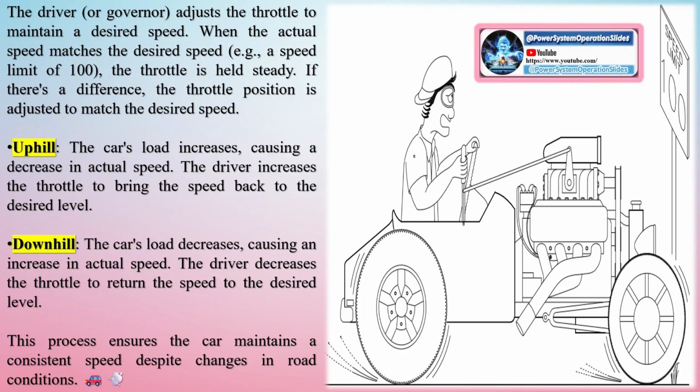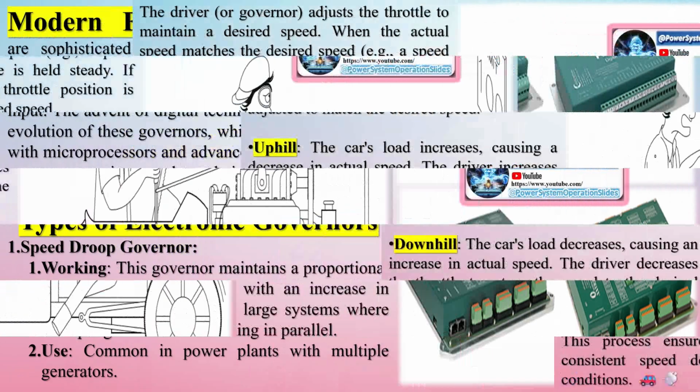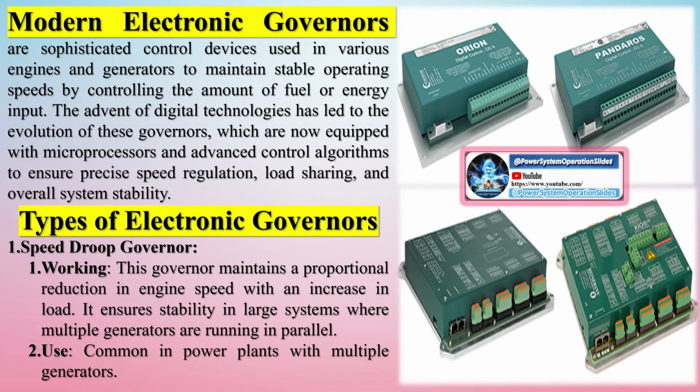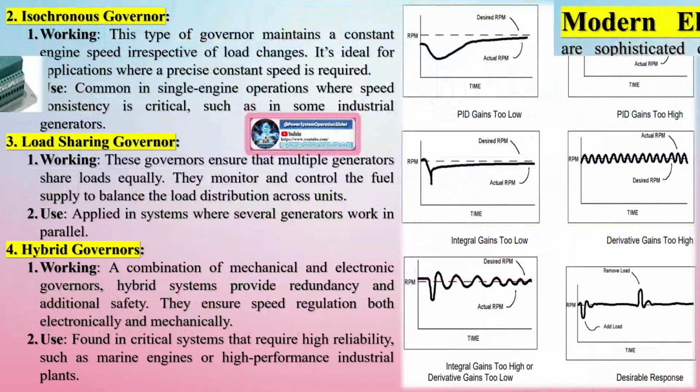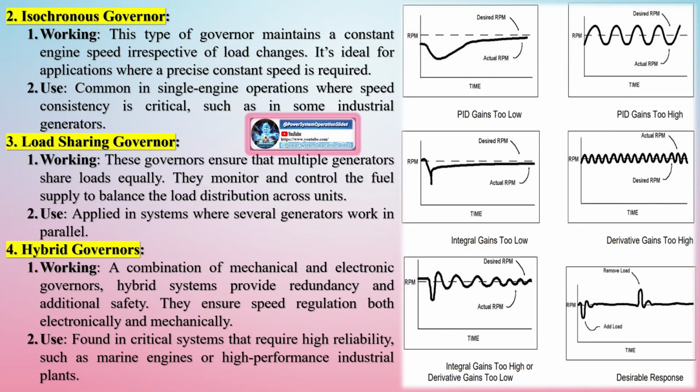Speed setting determines the desired speed of the engine. In mechanical governors, this is done using a speeder spring, while in electronic governors, it's controlled by voltage or current. Speed sensing. The governor must measure the actual speed of the engine. In mechanical systems, flyweights connected to the engine's rotation sense the speed, whereas in electronic systems, sensors measure the frequency of the generator output.